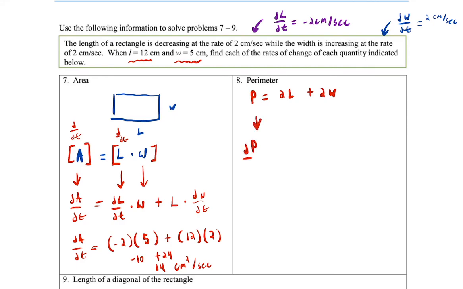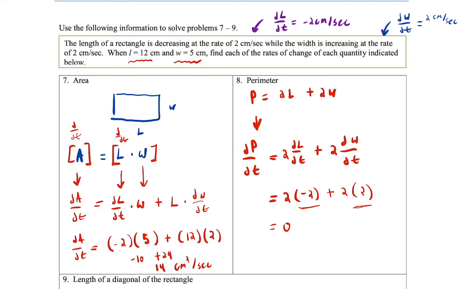Take the derivative with respect to time. The derivative of the perimeter is equal to 2 times the derivative of the length with respect to time plus 2 times the derivative of the width with respect to time, is equal to 2 times negative 2 plus 2 times 2 equals 0. That should make sense. If the length and width are changing at opposite rates, well, then the perimeter is not going to be changing at all. The perimeter is not changing if your length and width are changing at opposite rates. But your area might be, right?